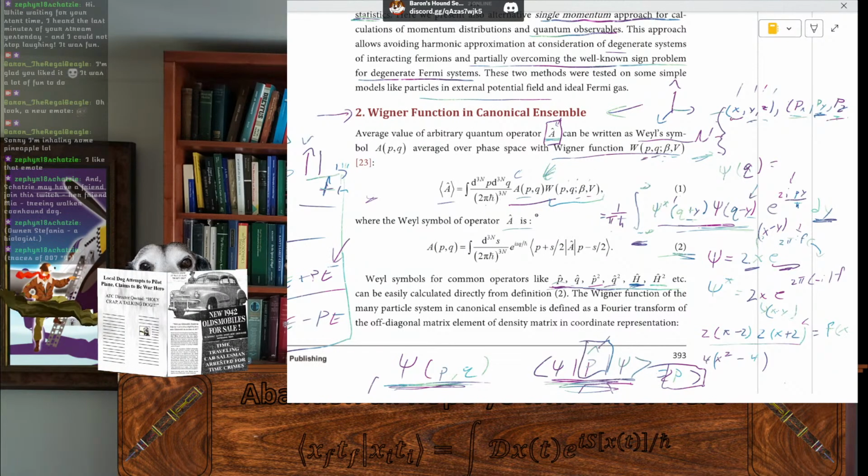And so that is going to get us our mean, our average of this operator, which again could be position, could be momentum, could be the Hamiltonian, could be whatever. So kinetic energy, or energy, I'm sorry, total energy, could be any of these things.